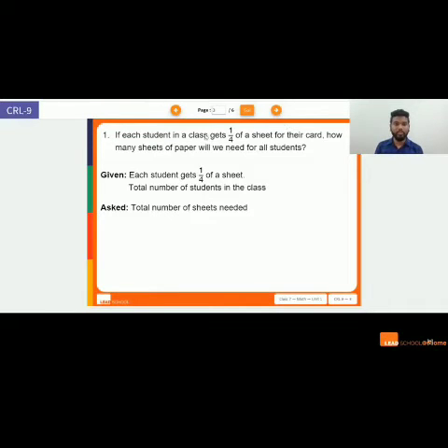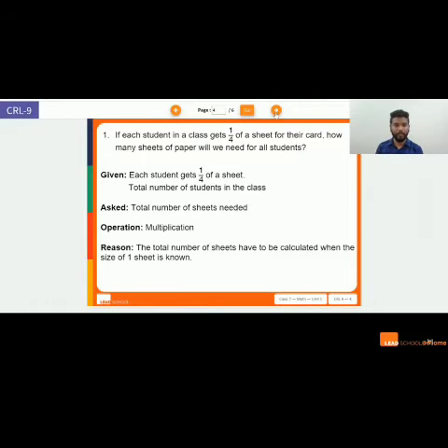So the question reads, if each student in a class gets 1/4 of a sheet for their card, how many sheets of paper will we need for all students? What information I already have is each student gets 1/4 of the sheet, and I already know the total number of students in my class. It could be 25, 30, 45, or 15. Whatever the total number of students, we will write it here. They want us to find out the total number of sheets we need. Correct?